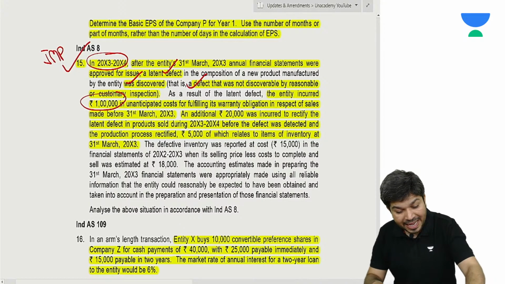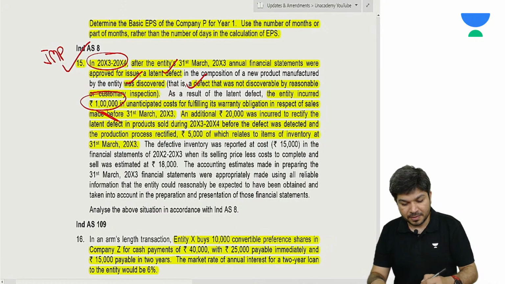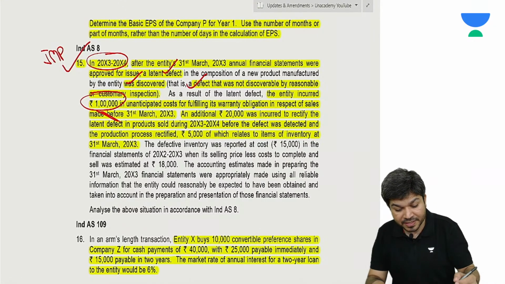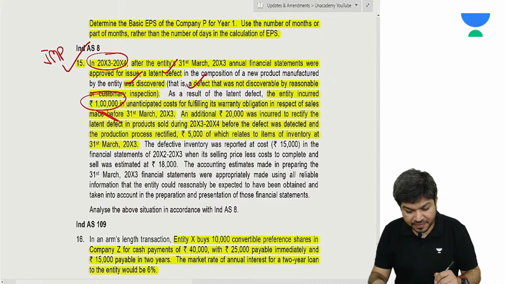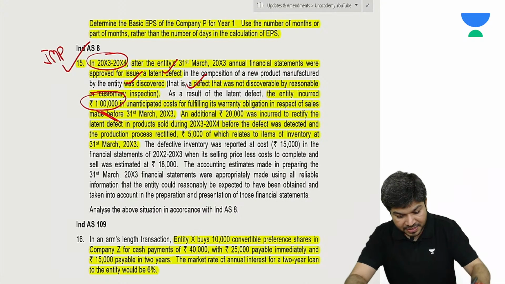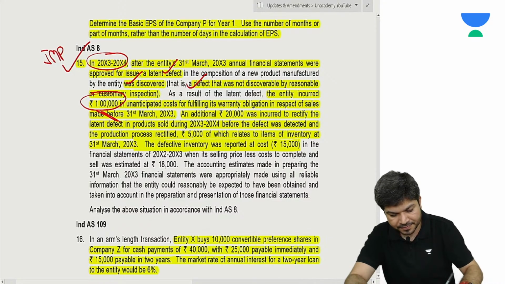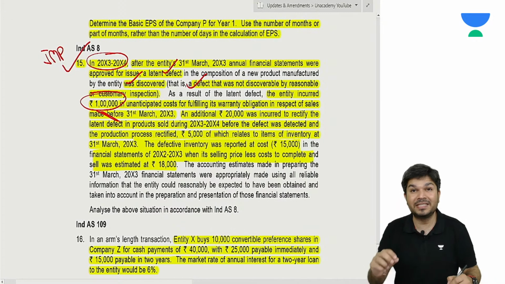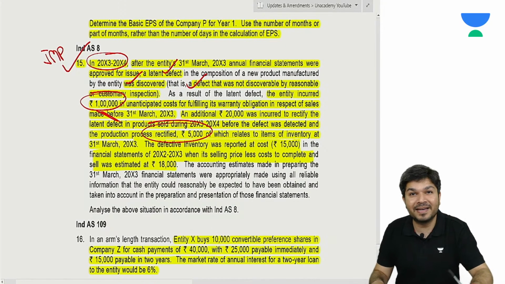And because of that, extra 1 lakh cost comes, relating to last year's sales. Plus, there were some additional 20,000 required to rectify the defect in products sold in 2003-04 before the defect was detected and the production process was rectified, and 5,000 relates to an item of inventory at 31st March 2003. Now, pay attention. The defective inventory's cost is 15. Selling price less cost to complete was 18 last time. But this rectification is now required, 5,000.